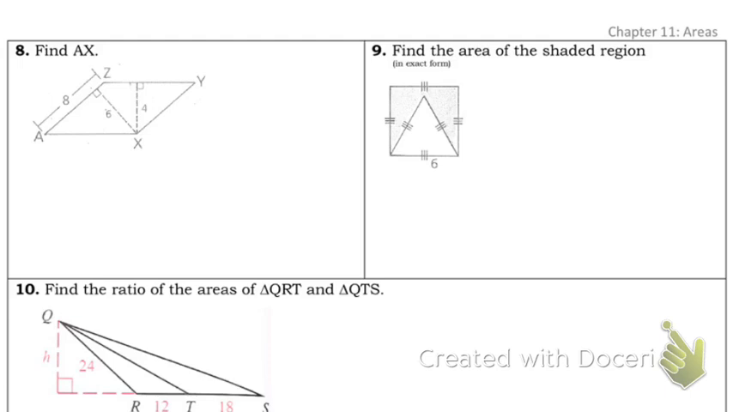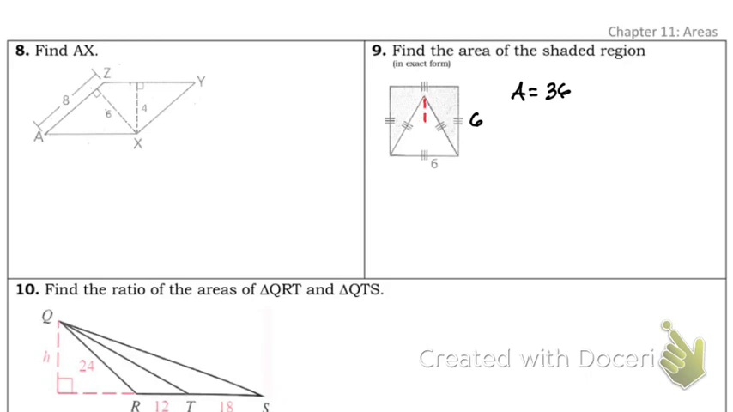Aw, that's so sad. So what you need to do is get that outer area. All these are the same size, right? Yes. So we get that outer area, which is 6 times 6, 36.